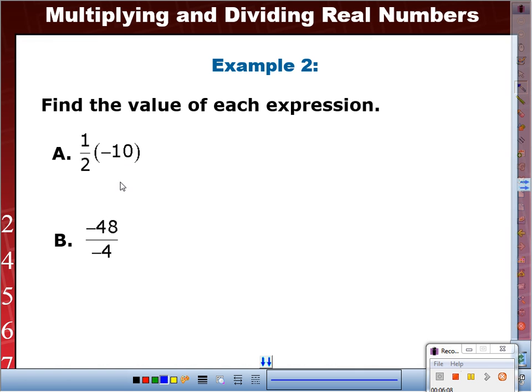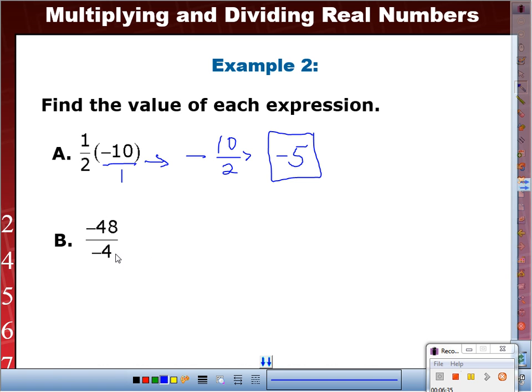For number 2A, whenever you multiply a fraction times a whole number, make sure you write the whole number as a fraction. Step 1, identify if the result is a positive or negative. This is a negative. Step 2, compute. 1 times 10 is 10. 2 times 1 is 2. Step 3, simplify. This becomes negative 5. Hands if you got that.